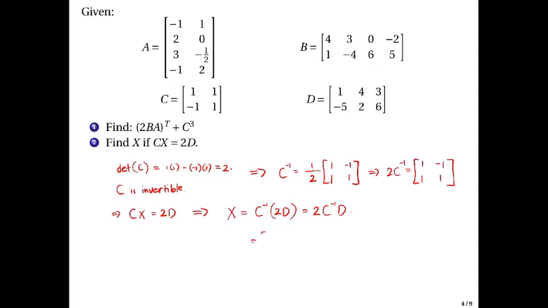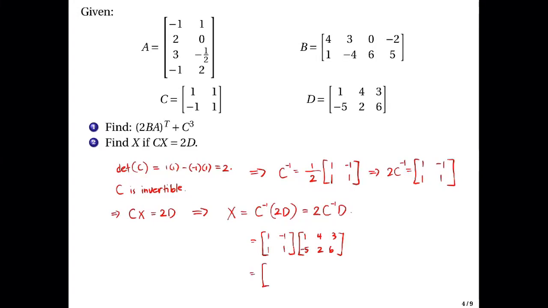Therefore, you'll just have 2C inverse times D. So we have 1, negative 1, 1, 1 times the matrix D. We have 1, 4, 3, negative 5, 2, 6. So this is equal to, we have here 1 times 1, that's 1, plus negative 1 times negative 5. So that's plus 5. Then 1 times 4, that's 4. Negative 1 times 2, that's 4 minus 2.